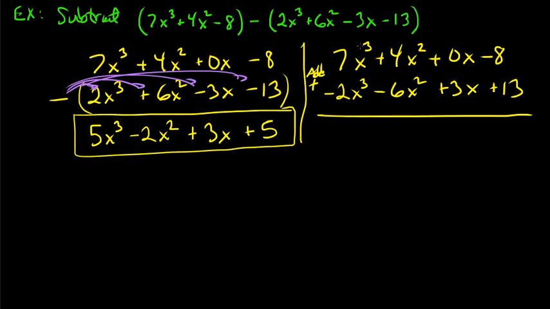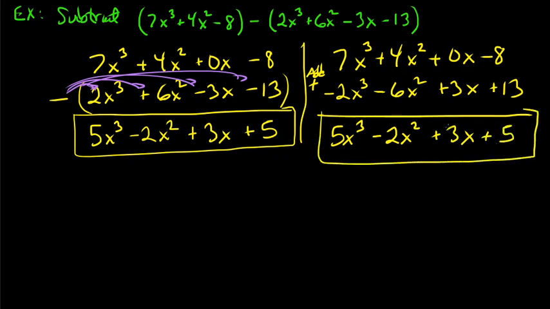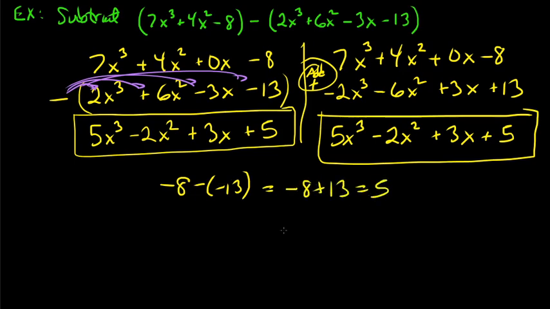So when you add 7x cubed plus a negative 2x cubed, you get 5x cubed. 4x squared plus a negative 6x squared is negative 2x squared. 0x plus 3x is 3x. And negative 8 plus 13 is positive 5. Same answer, but a lot easier to add than to subtract. Because negative 8 minus negative 13 probably confused a few of you. It's negative 8 plus 13, which is 5.